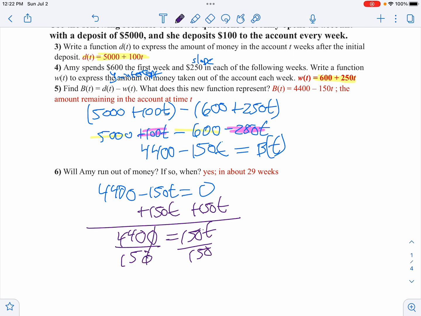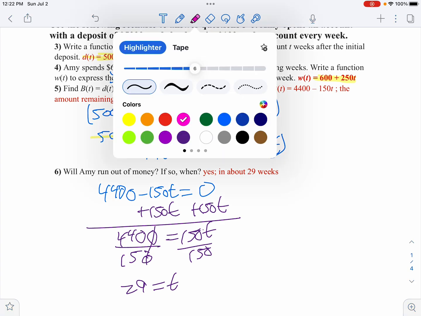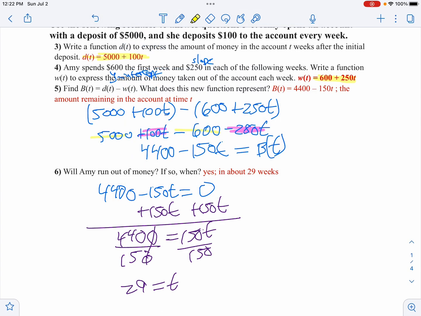And notice I can divide by 0, so I get 440 divided by 15, which is 29, equals t. And then since it's a word problem, let's answer in a complete sentence. So we're going to say in about 29 weeks. Don't forget the units. She'll run out of money in 29 weeks.